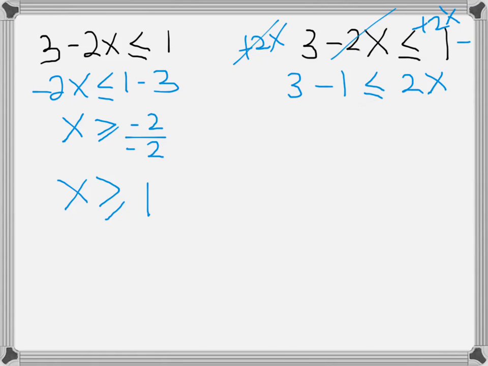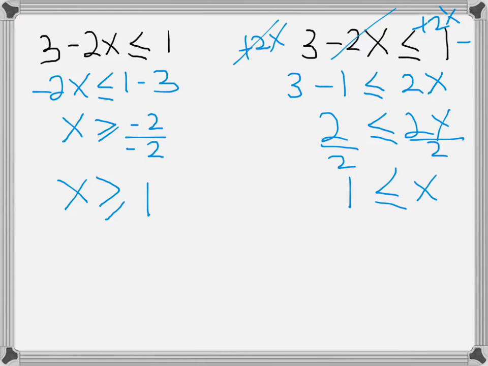Now here I got -2. Okay, no, this one we got +2. Sorry for that. We got 3 minus 1, we got 2. It will be smaller or equal to 2x, and then I divide 2 here, divide 2 here in order to get x. So x will be bigger. This one called x will be bigger and equal to 1.